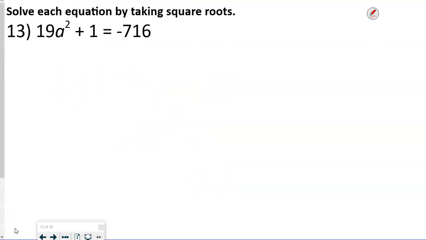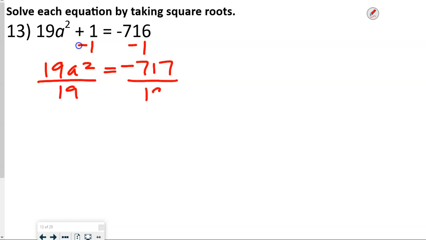So our next one is taking the square root. So again, we've got to move everything that has the a squared to the left and everything that's a constant to the other side. So I'm going to subtract 1 from both sides here. That's going to be my first step. So that's going to give me 19a squared equals negative 717. Then we're going to divide that 717 by 19, right? So when I do this, I get a squared equals negative 717 divided by 19.